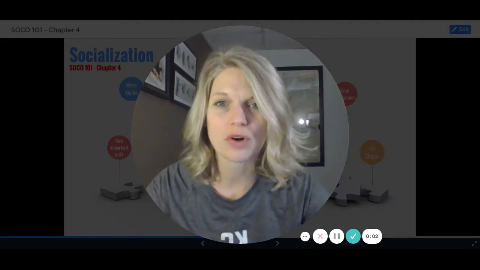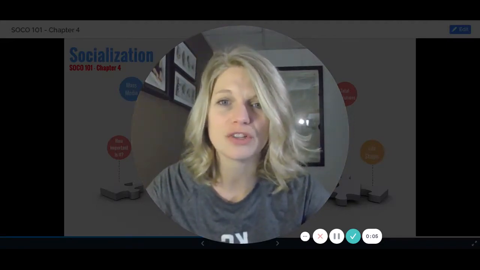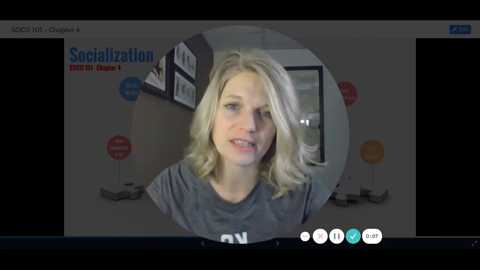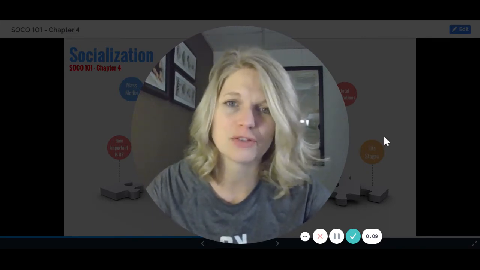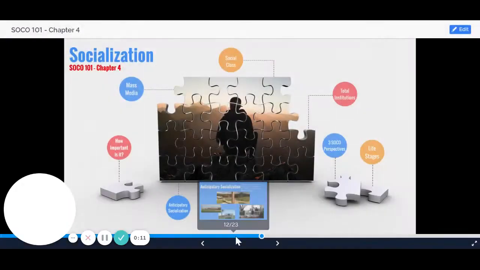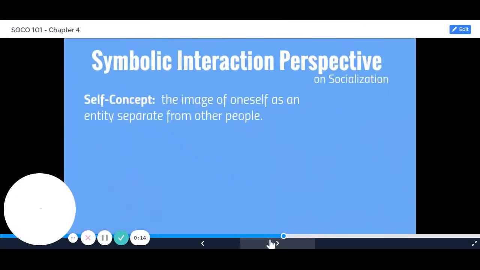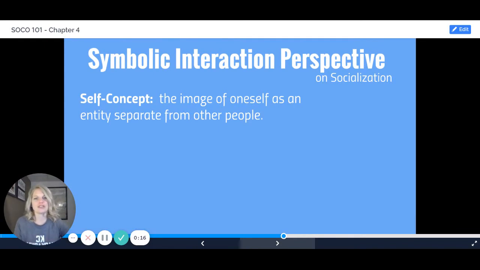Continuing on chapter 4 on socialization, we're now going to look at the three sociological perspectives and how they examine the socialization process. So, the first one that we're going to look at is symbolic interactionism. Remember, symbolic interactionism is examining the interaction between two people, examining the symbols that they share. They have to be mutually understood, and that human nature is a product of these interactions.